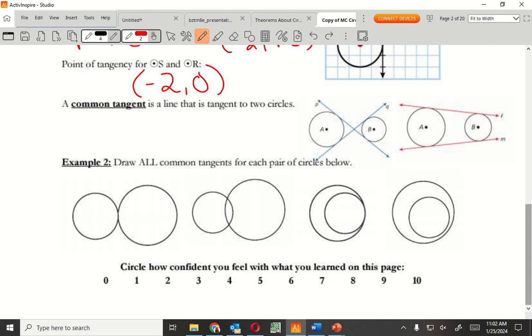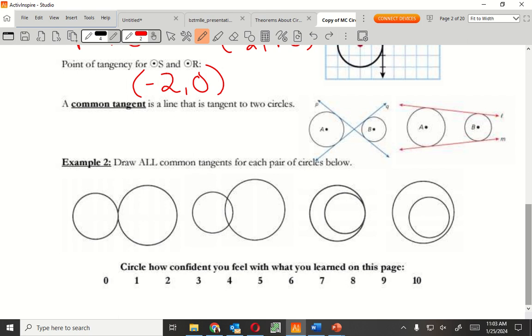Now, next one is common tangent, which is a line that is tangent to two circles. So here are different examples. Now, going by my examples, look at the tangents there. So what you guys are going to do is do your best on this one right here. So, common tangents. Is this first pair of circles, do they have a common tangent?